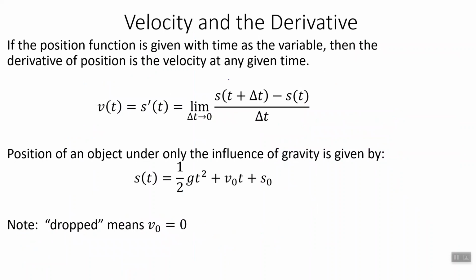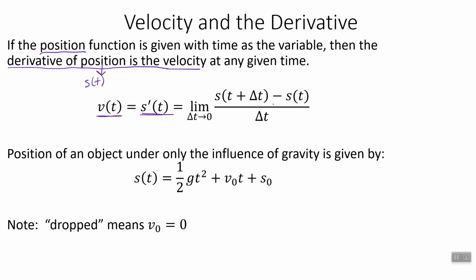All right, so velocity and the derivative. If the position function is given with time as the variable, then the derivative of position is velocity. So if we're taking the derivative of position, we get the velocity function. We usually use v for velocity. If we're using s for position, that means we've got the derivative of position. So our position function here is s of t. And this is just our limit definition, which is what we were doing before. s of t plus some extra delta t minus s of t, the starting t, divided by the difference in the t's.